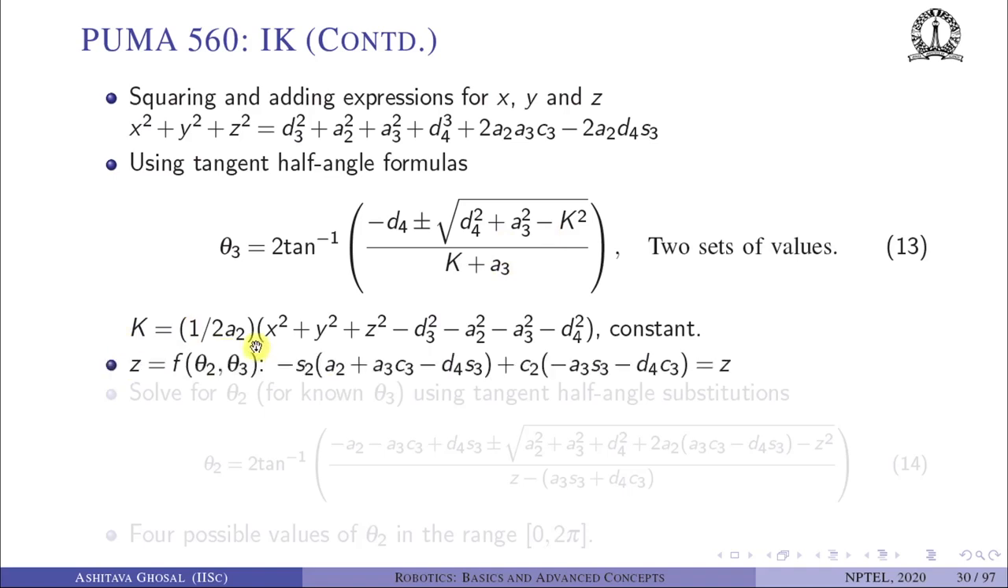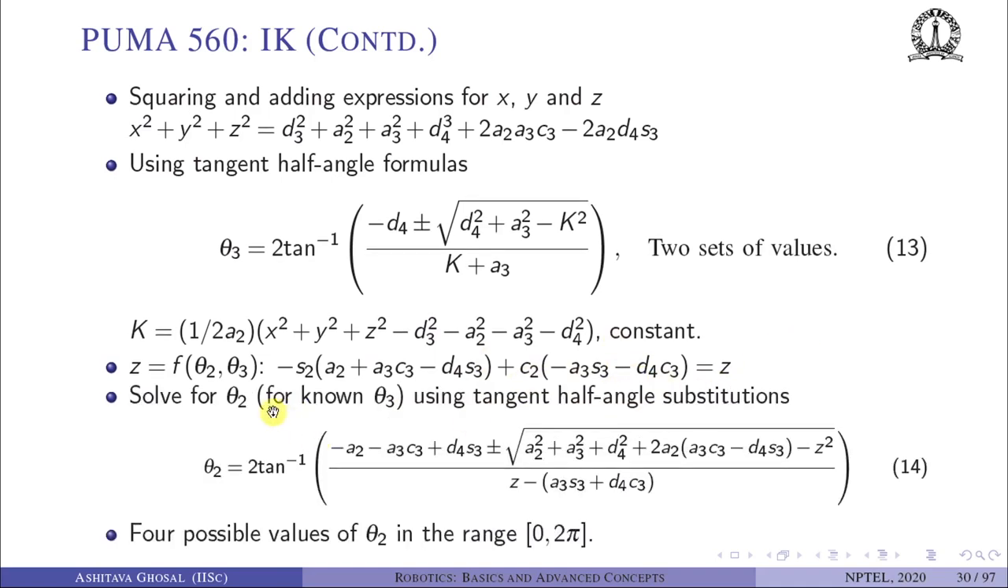Finally, we can see that the last equation, z, is a function of only theta 2 and theta 3. Now that we know theta 3, we can collect terms with theta 3 inside this bracket. And again, we have a simple transcendental equation in theta 2: minus S2 into something which is now known, plus C2 into something which is now known, is equal to z. We can solve this again using tangent half angle substitution, and we'll get theta 2 as 2 tan inverse of a really complicated long expression.